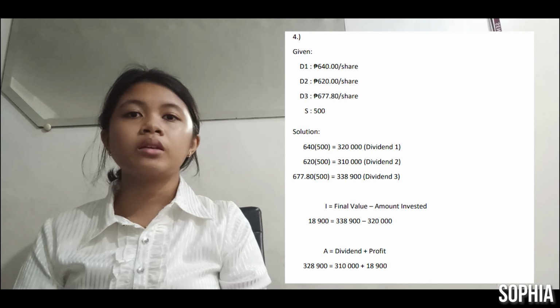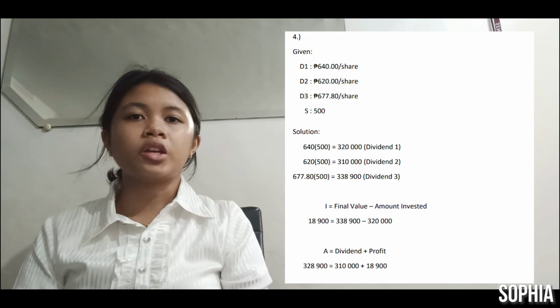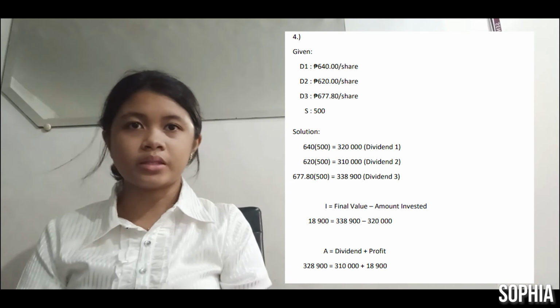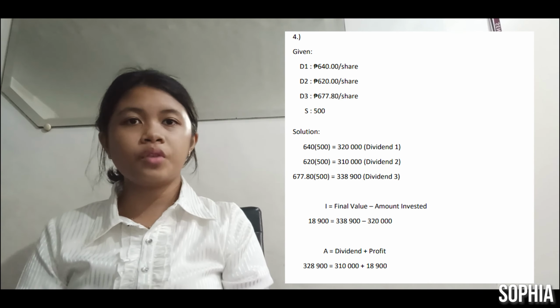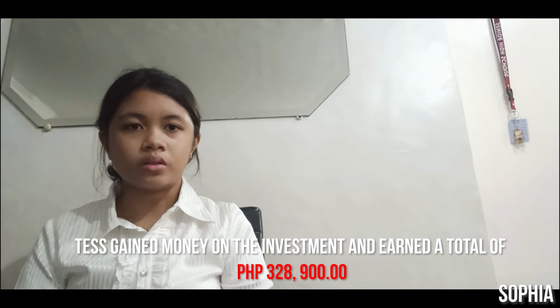Next, 338,900 minus 320,000 pesos equals 18,900. Then, 310,000 plus 18,900 equals 328,900 pesos, which will be our dividend plus profit. So, Tess gained money on the investment and earned a total of 328,900 pesos.